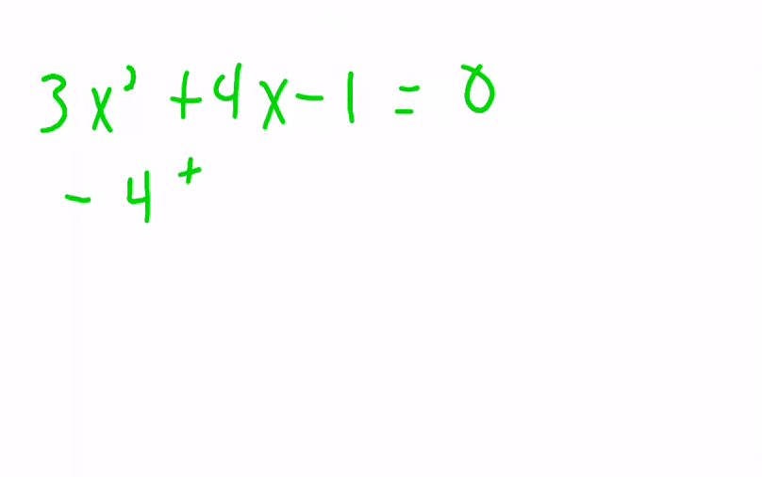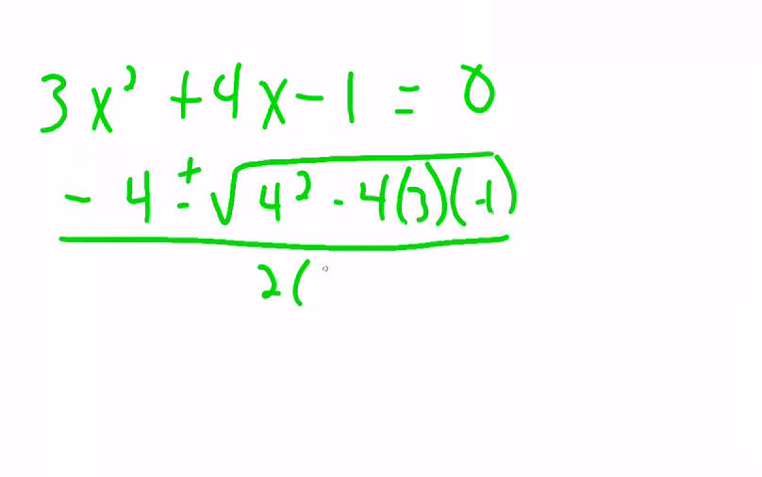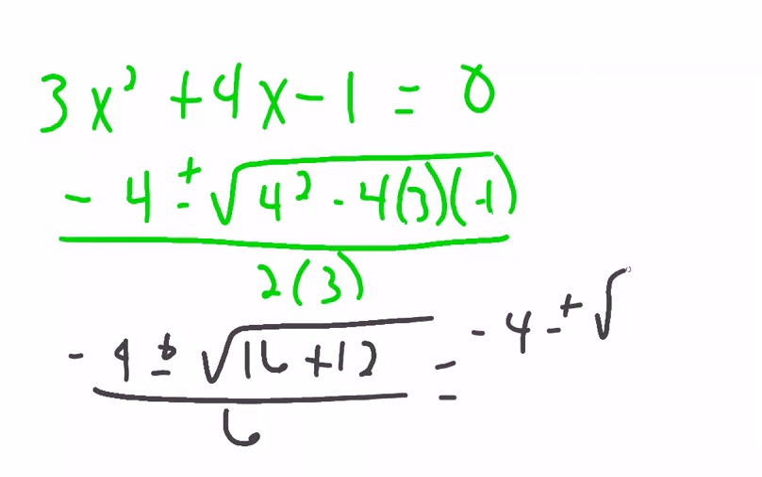So negative 4 plus or minus the square root of 4 squared minus 4 times 3 times a negative 1, all divided by 2 times 3. So we have negative 4 plus or minus the square root of 16 plus 12, all divided by 6, which gives us negative 4 plus or minus the square root of 28 divided by 6.